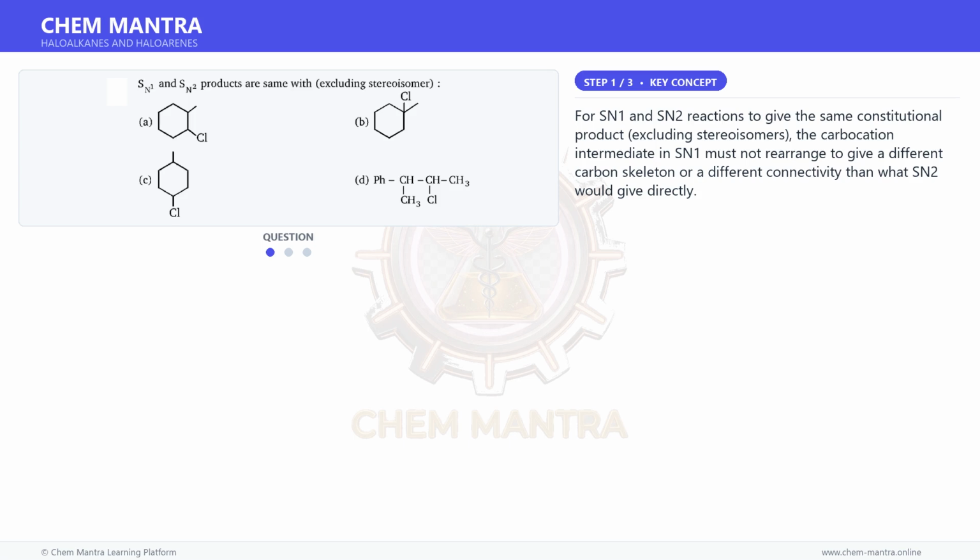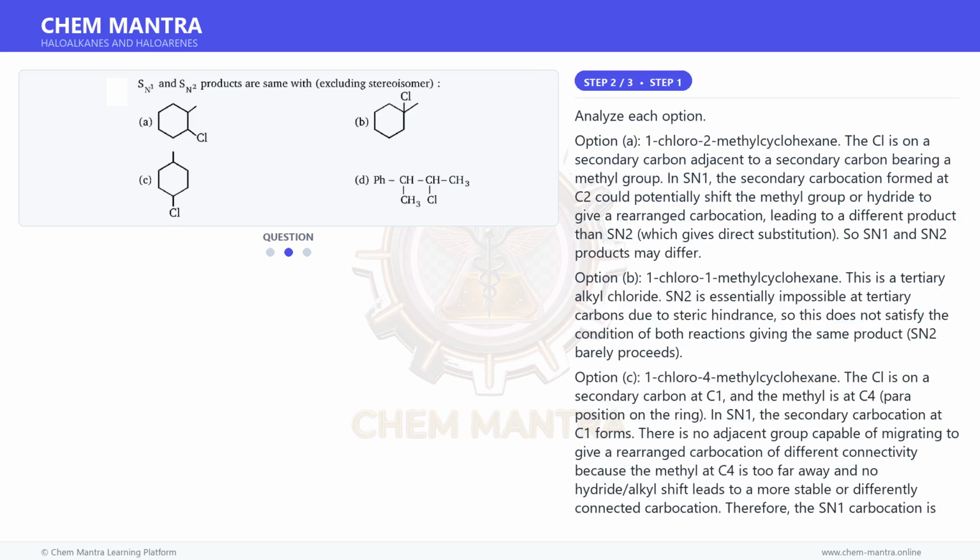For SN1 and SN2 reactions to give the same constitutional product, excluding stereoisomers, the carbocation intermediate in SN1 must not rearrange to give a different carbon skeleton or a different connectivity than what SN2 would give directly. Moving on to the next step.